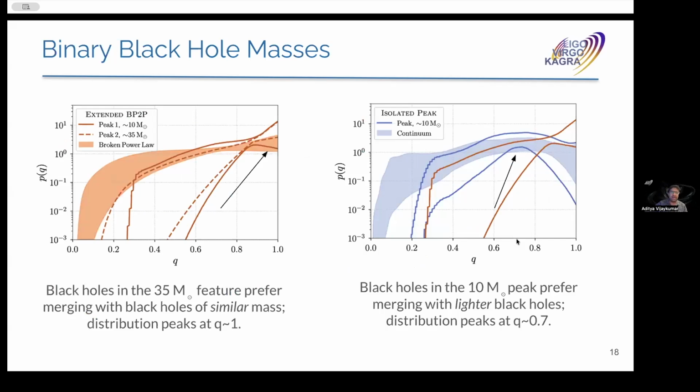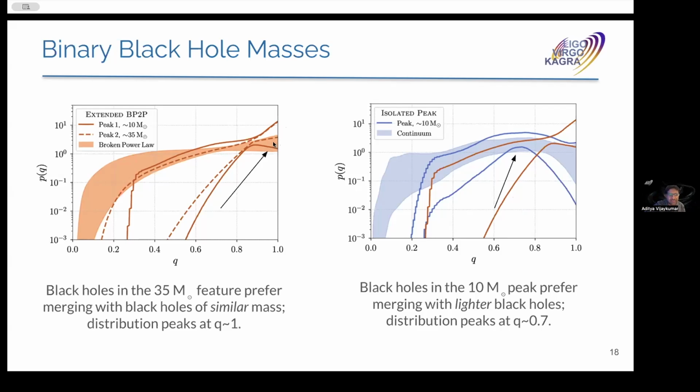Because we have already seen a few features in the data, we also try to check what the mass ratio distribution of each of those features is. For instance, for the first, we ask what is the mass ratio distribution in the 35 solar mass feature and compare it to the mass ratio distribution in the rest of the black hole mass spectrum. And what we find is that the black holes in this 35 solar mass feature prefer merging with black holes of similar mass, essentially other 35 solar mass black holes, and the mass ratio distribution actually peaks at Q equal to 1.